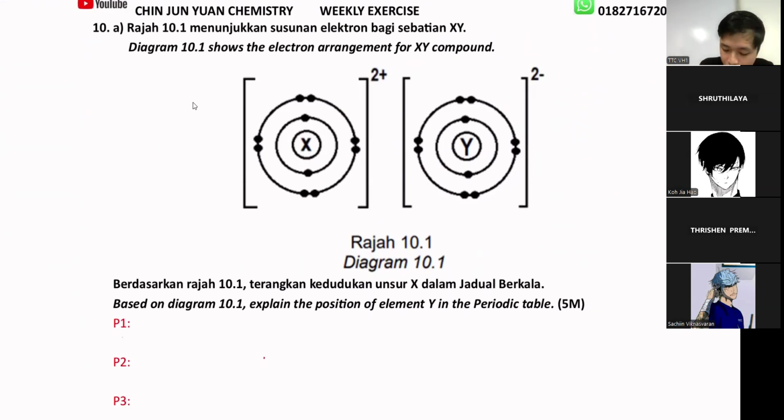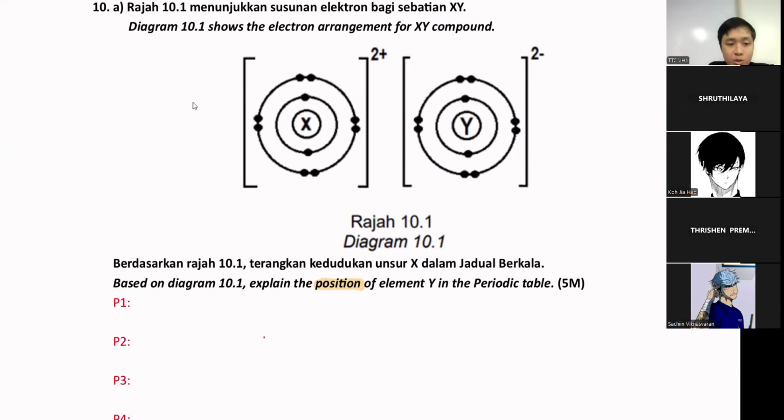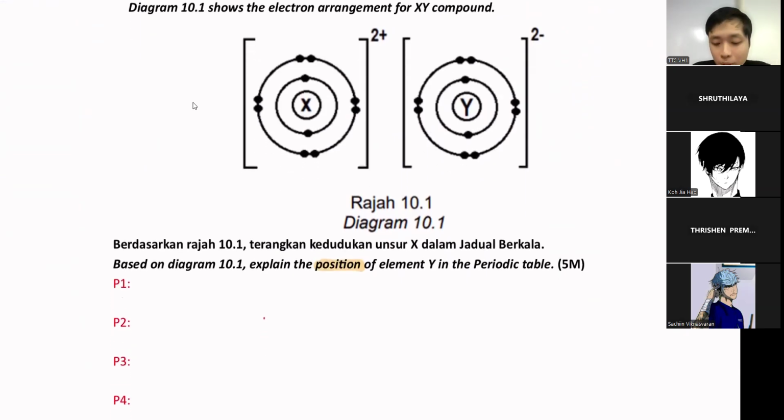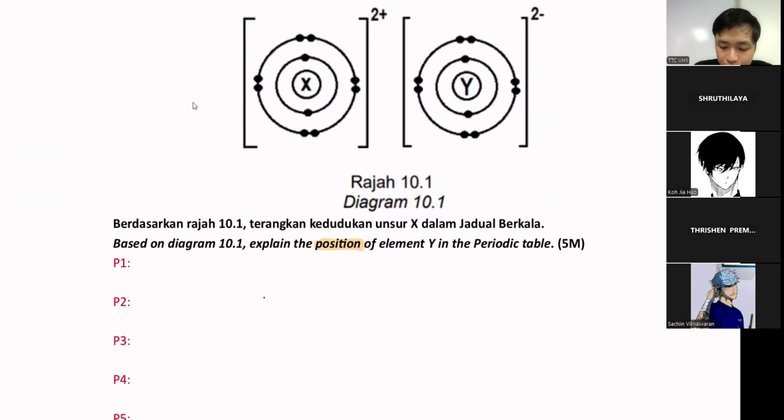Explain the position. Say contain 5 marks. Okay, so in this case, very easy one. What we can do is, first of all, 5 marks means, if 4 marks, it's the group explanation and period explanation. If they ask about 5 points, one more point is about the electron arrangement.